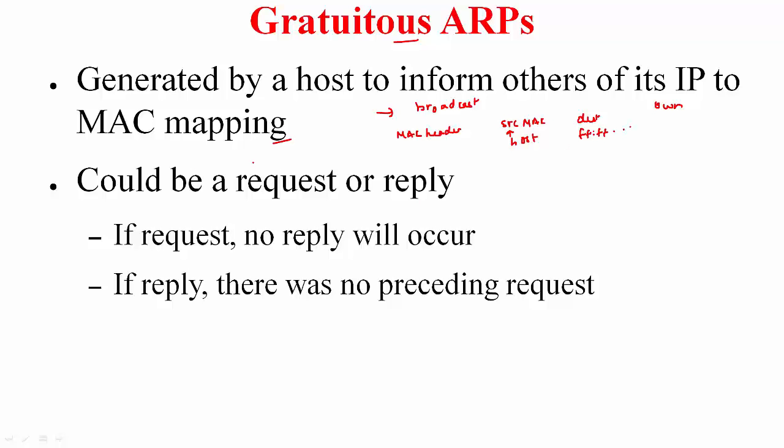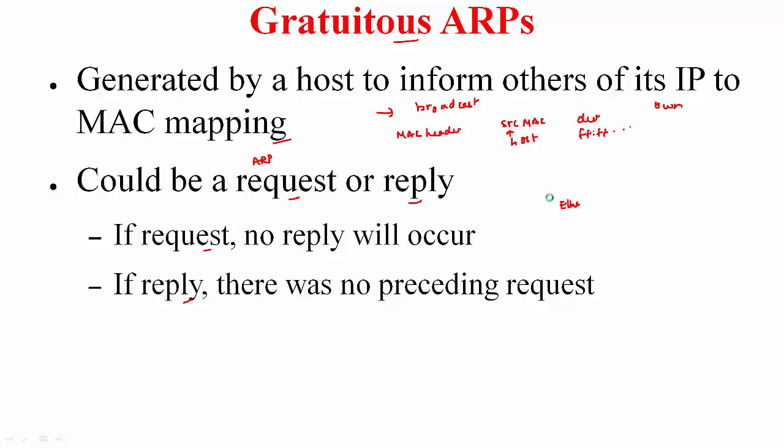Now remember, I mentioned that there are two types of ARPs, ARP request or ARP reply. So this Gratuitous ARP can be generated as an ARP request or as an ARP reply. But the thing to note is, if it generates it as an ARP request, no one actually is going to reply to it because this is a Gratuitous ARP. Similarly, if it was generated as an ARP reply, there was no one who asked for it. This guy is generating on its own. That is why it's called a Gratuitous ARP.